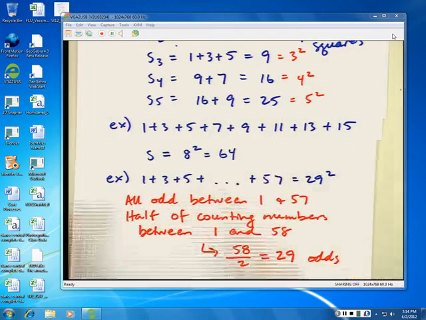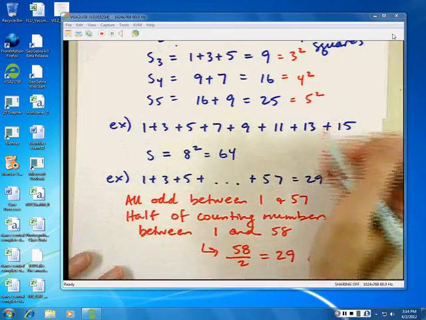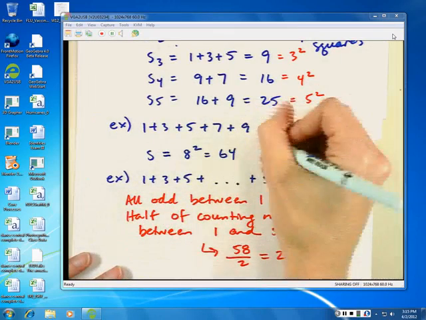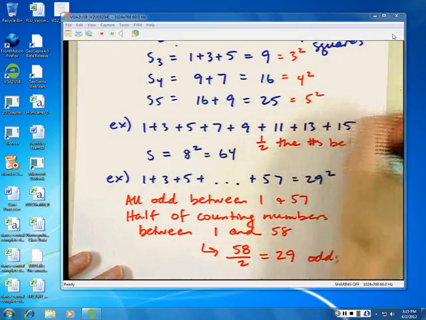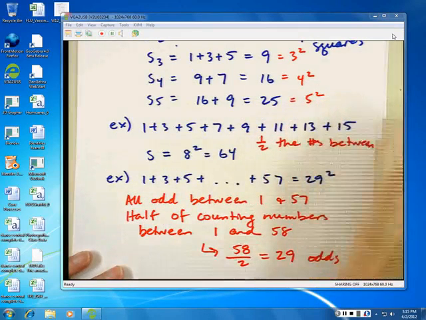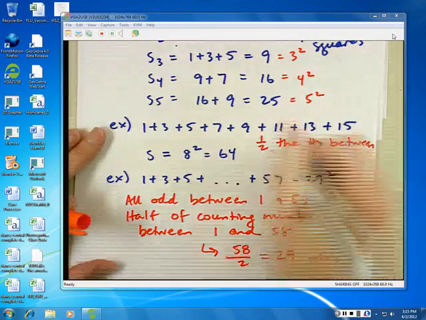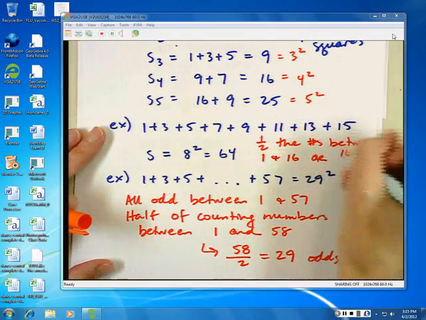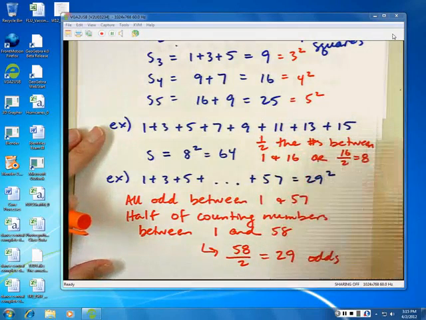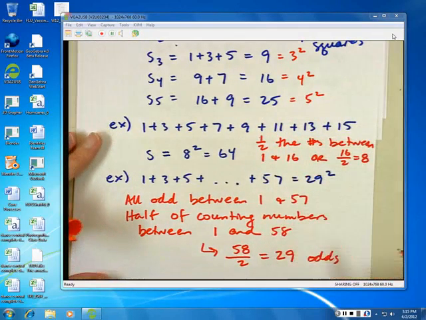So I've got 1 through 15. We could count that up, and there were 8 of those. So really what I'm doing is I'm taking half the numbers between counting numbers. I'm just abbreviating it. Half the numbers in between 1 and 16. Or there are 16 of those divided by 2, and I have 8 odds. And that's exactly what we counted here, 8 odds.